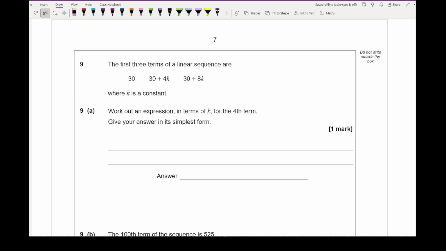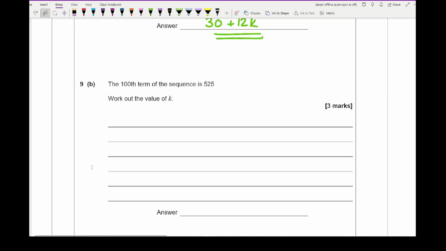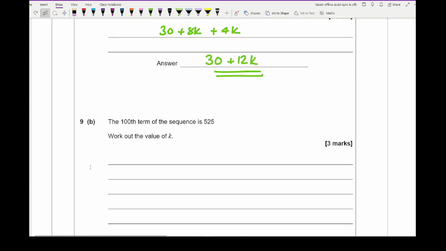So for this, because it is a linear sequence, we just need to see what's being added or subtracted. From here, we can see the difference between the second term and the first term is plus 4k. So all you're doing to get from one term to the next is adding 4k. So all I need to do is 30 plus 8k plus 4k, which gives me the answer of 30 plus 12k. Then moving on to question 9b, it says the 100th term of the sequence is 525. Work out the value of k.